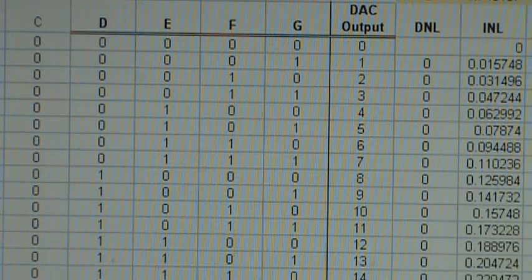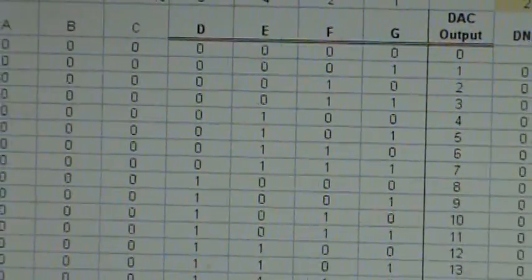And then I really have to go 1 through 127 to see what happens as I get up into these high numbers.